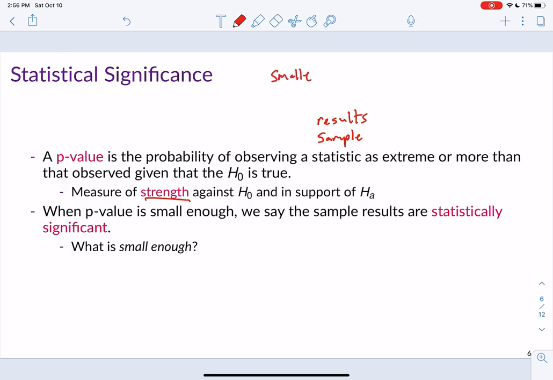The smaller the p-value is, the stronger your evidence against the null hypothesis and in favor of the alternative. And then the flip side exists as well. If your p-value is large, that means you're going to have weak evidence against the null and weak evidence in favor of the alternative.